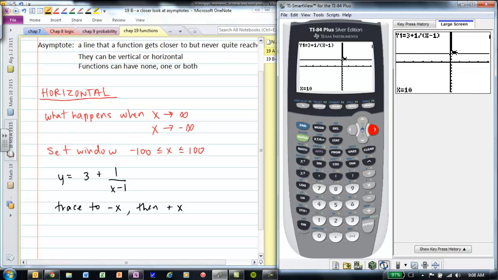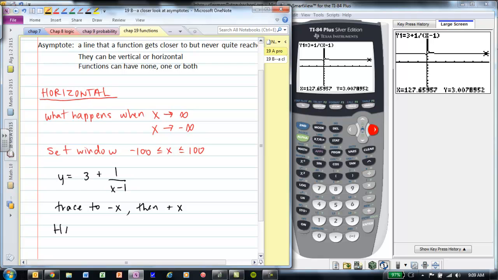and we're going to skip over, there we go. As we head to the right, again, what's happening to our y? It's getting closer and closer and closer to 3 as the x value gets bigger and bigger. Okay? So we can be pretty confident that our horizontal asymptote, in this case, is the equation y equals 3. Alright?